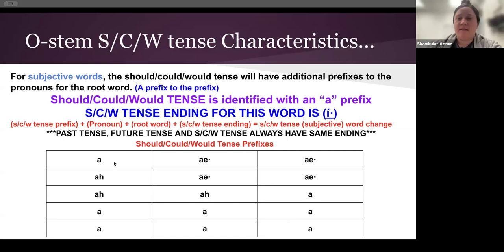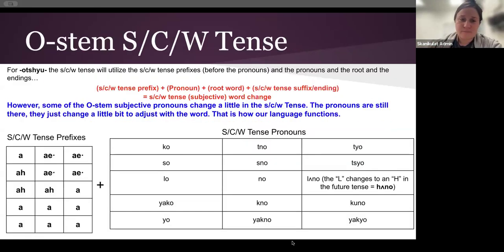Here is the patterning system for just the tense changes. A, AH, AH, just A's, AE drag, AH, A, AE drag, and then the rest are A's. So that's important because we use them with our pronouns. So there's really no changes to the pronouns here.